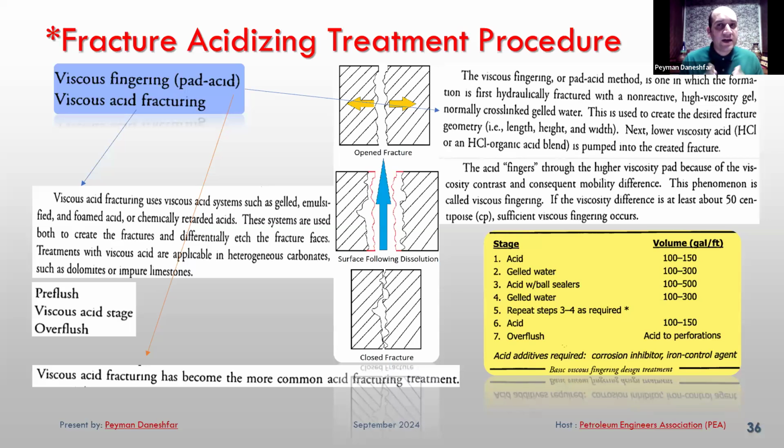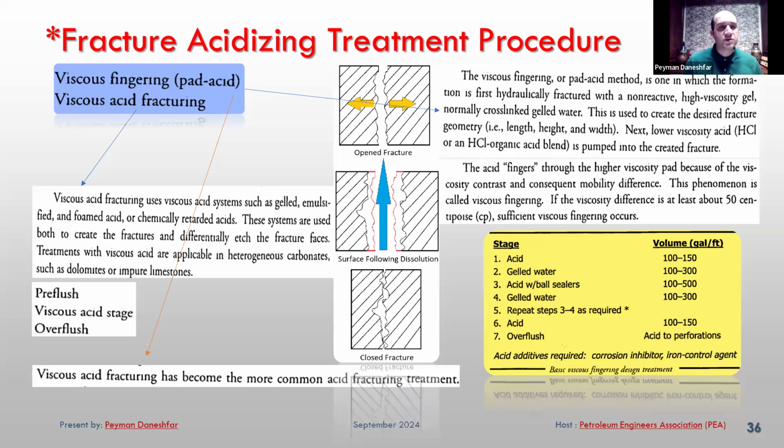This is used to create a desired fracture geometry. Next, a lower viscosity acid will be pumped. The acid fingers through the higher viscosity pad because of this viscosity contrast and consistent mobility difference. But another one we have is viscous acid fracturing.